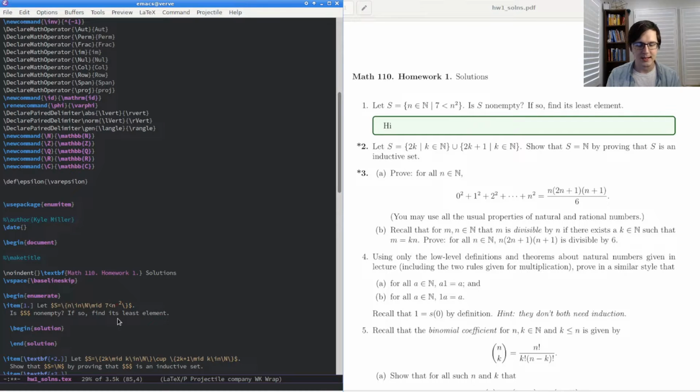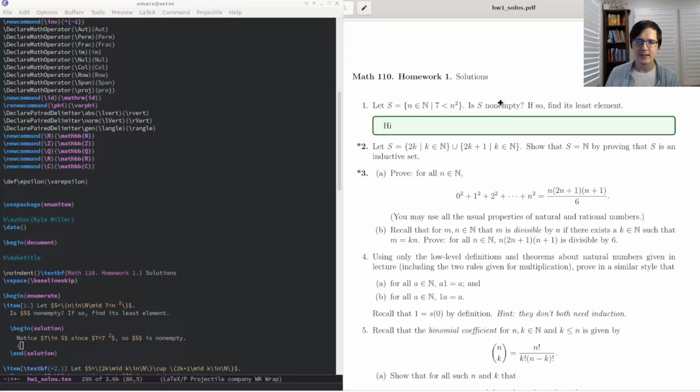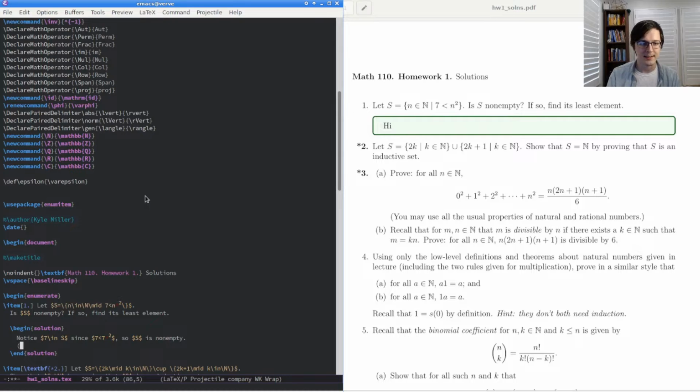So I'm not going to be clever. Let's say that 7 is an element, and that is because 7 is less than 7 squared. So S is non-empty. And the point of this question is, this is a subset of the natural numbers and it's non-empty, so it does have a least element. This isn't necessary to say, but I'm just pointing it out for you.